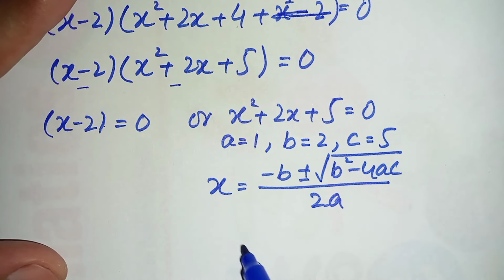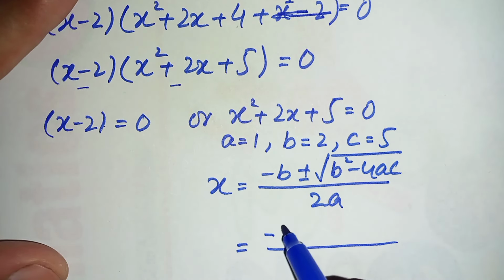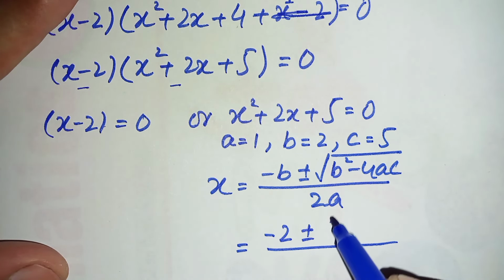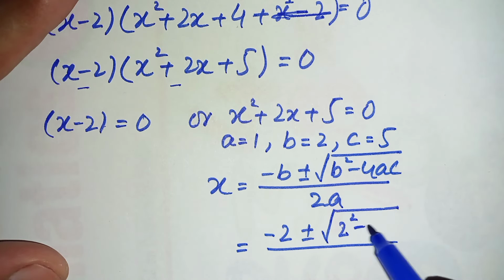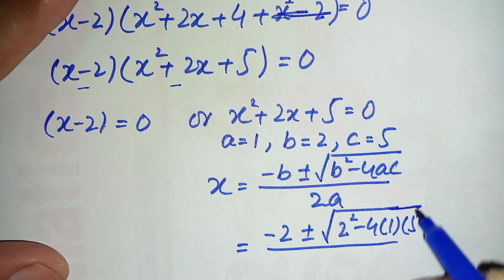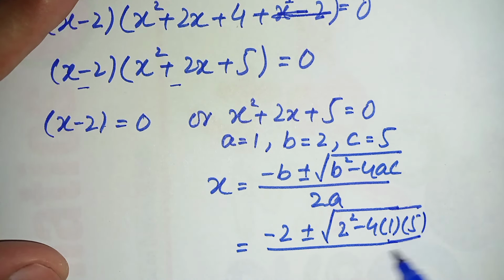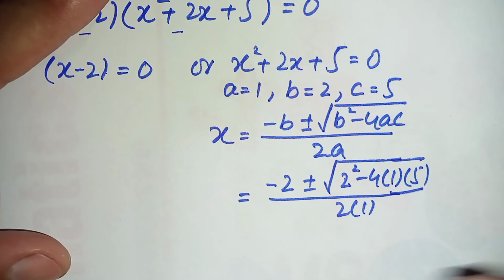Let us substitute the values. So this will become minus the value of b, which is 2, plus minus square root of b square, that is 2 square, minus 4ac, divided by 2a. The value of a is 1.